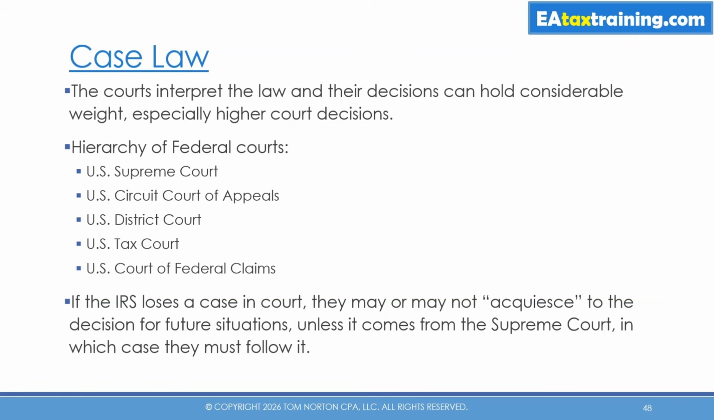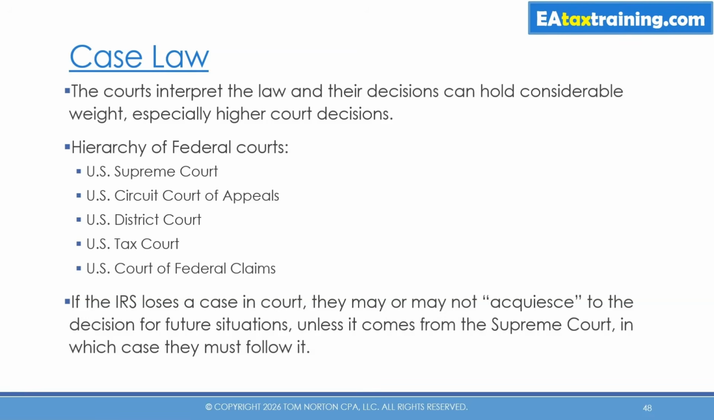If the IRS loses a case, so it goes to court and the judge rules in favor of the taxpayer, the IRS may or may not acquiesce to that decision for future situations, unless it's from the Supreme Court. If the Supreme Court rules something, the IRS doesn't have a choice. They have to follow it. But most cases don't make it to the Supreme Court. So most cases are going to be U.S. Court of Appeals or lower.